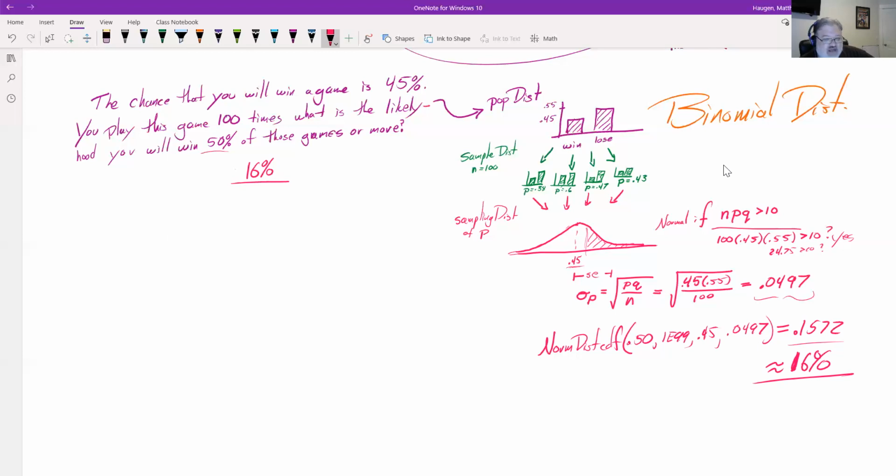Same basic question as 8.1. This, by the way, is 8.2. Same basic questions as 8.1. It's just that what we're distributing is proportions instead of averages. And again, for those of you who go on to the second or third stats courses, you'll do this with other descriptive statistics as well, but the process is always the same. The only thing that ever changes is that formula for standard error, and the threshold for it being normal.